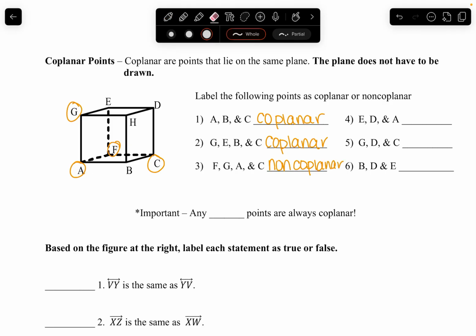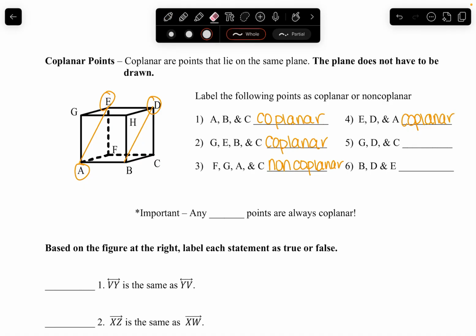Okay. Let's look back at points E, D, A. So here's E, here's D, here's A. I can draw another diagonal plane there. And even though B was not included in my letters, it doesn't matter because you only need 3 points to name a plane. So we would say that these are coplanar as well.